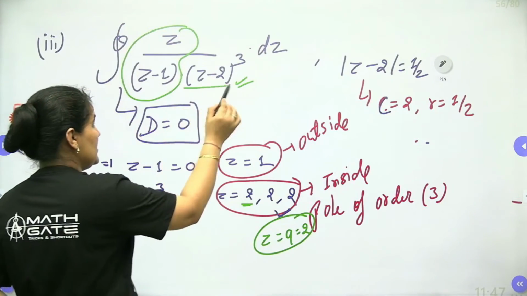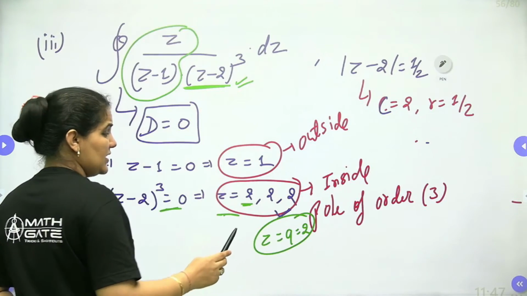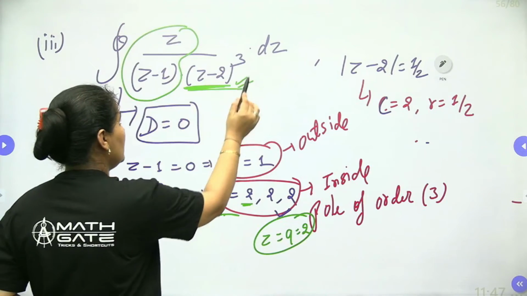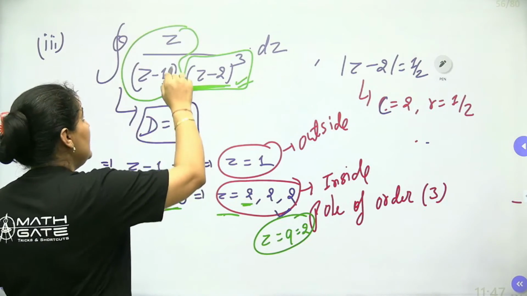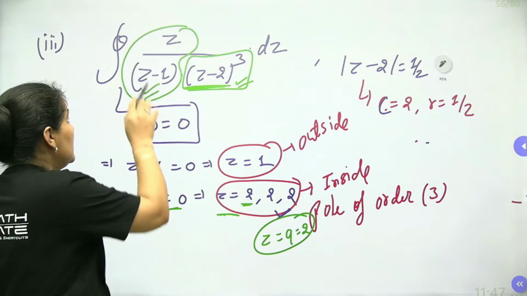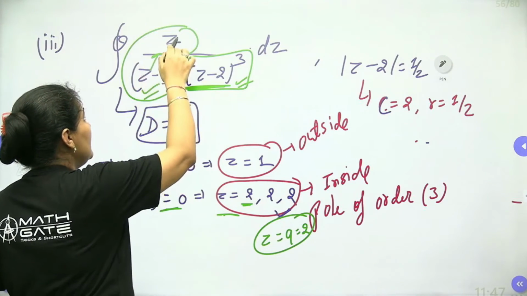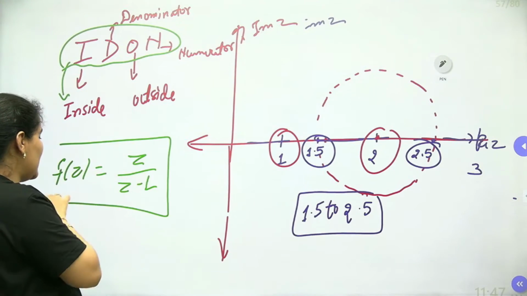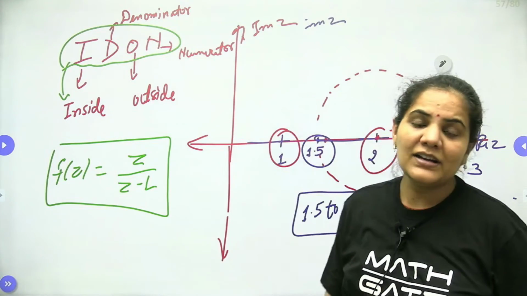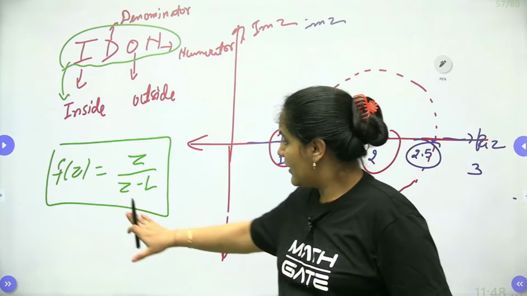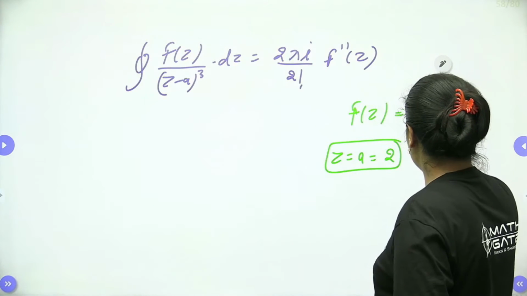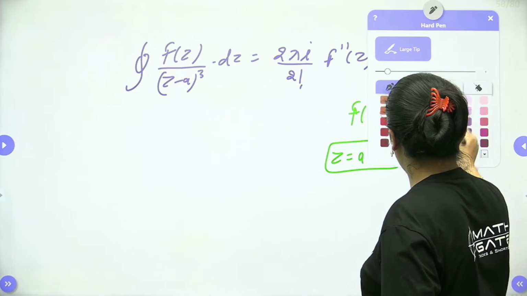Just look here, this z minus 2, meaning z equals 2, is inside the closed curve, so it will remain in the denominator only, right? And z minus 1 is a pole outside the closed curve, so it will be considered in the numerator. So that's why my f(z) will be z by z minus 1. When it is considered in the numerator, it means it will be part of f(z). Clear, guys? So f(z) equals z by z minus 1 here.